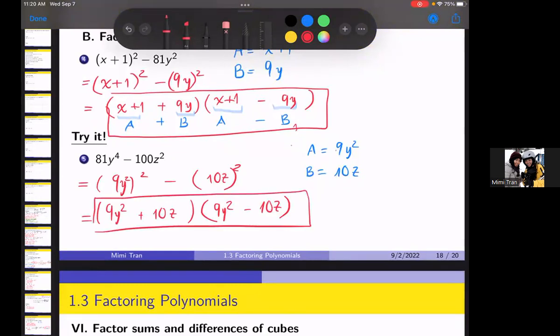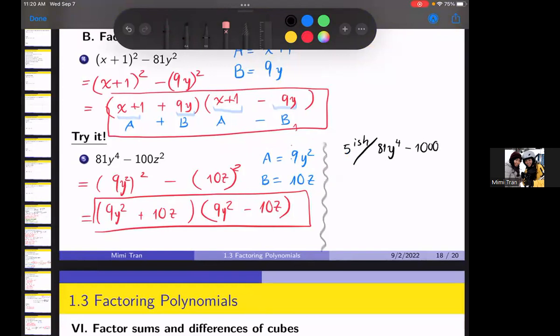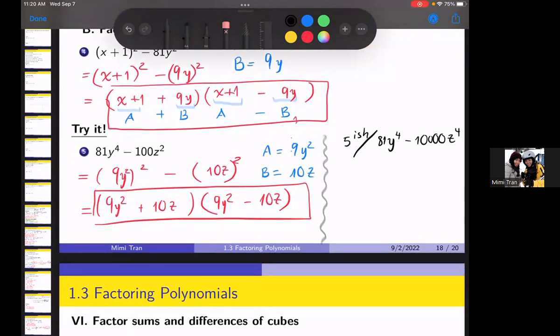Let me give you a similar one. Maybe I'll call it 8 and 5-ish. If you have something like this, try that one. Oh, I should have had more space on that one.